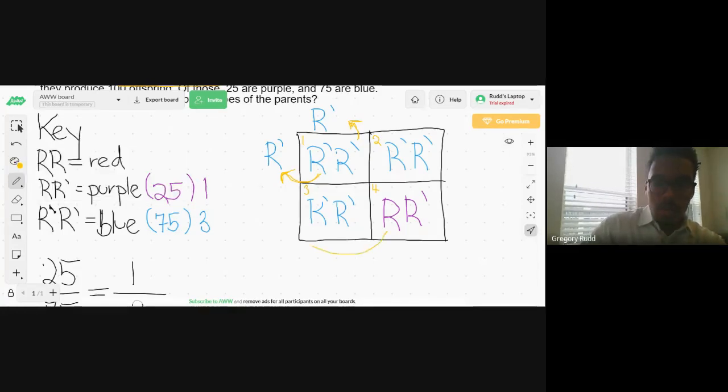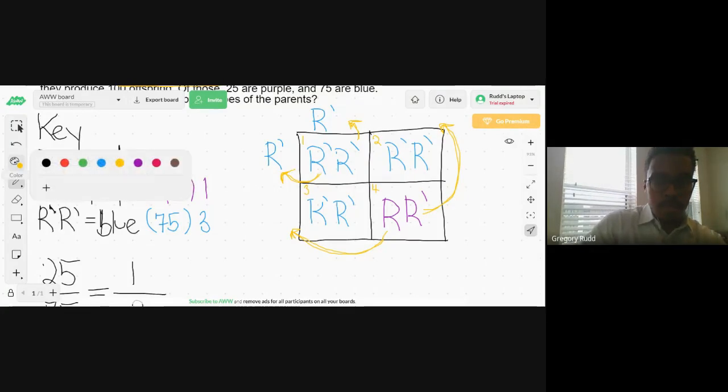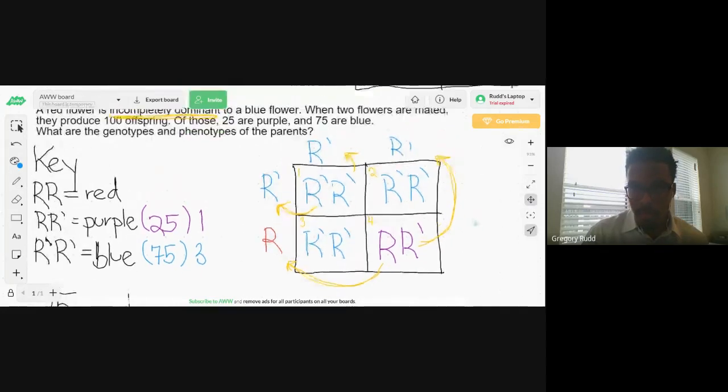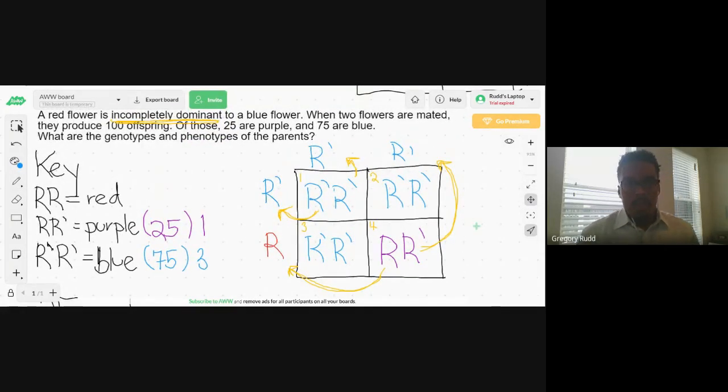Down here, this R prime had to have come from right here. And this R had to have come from right here. And this R prime had to have come from right here. So this is actually R, and this is R prime. Does everybody see how we did that?